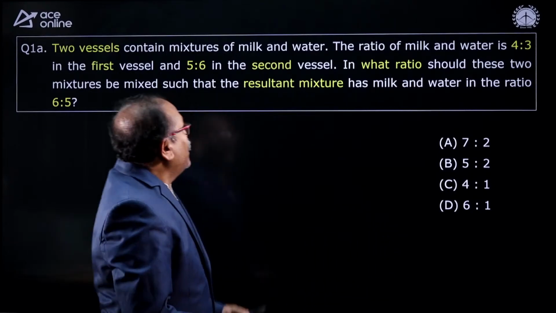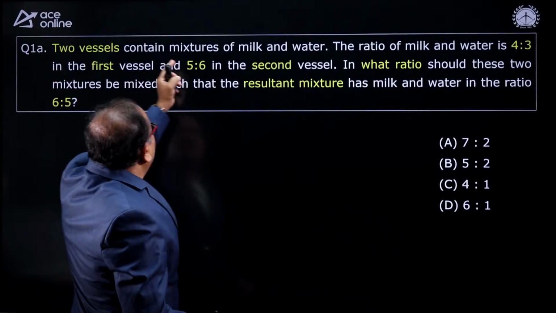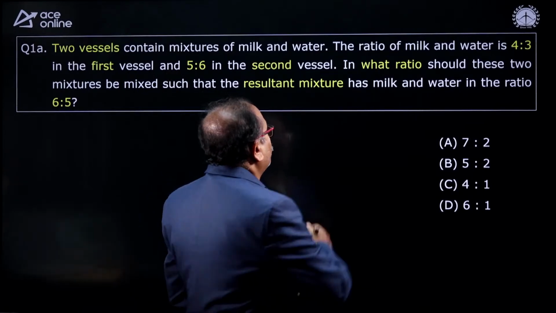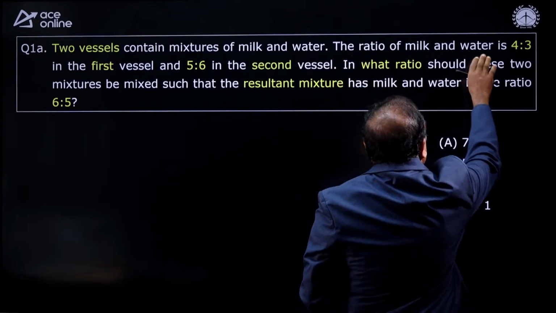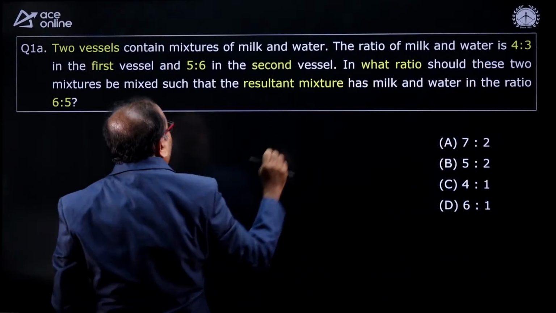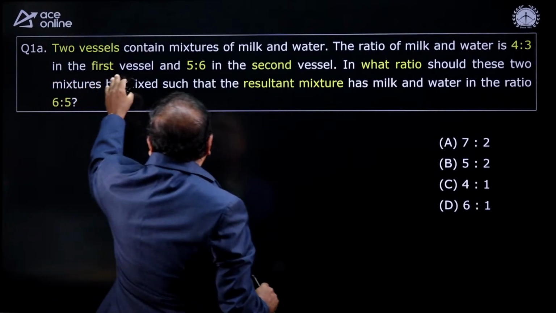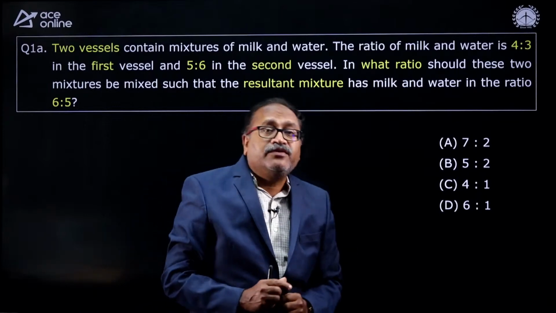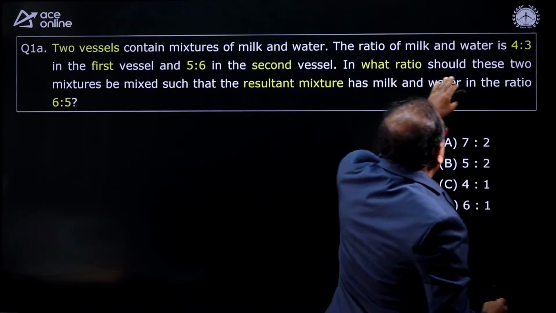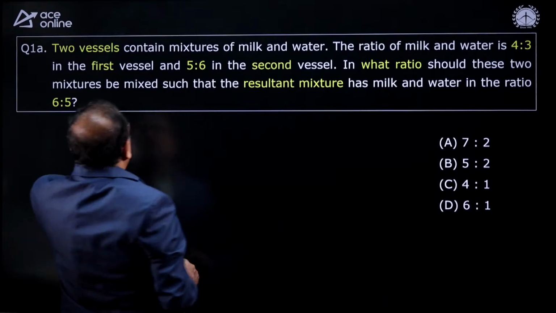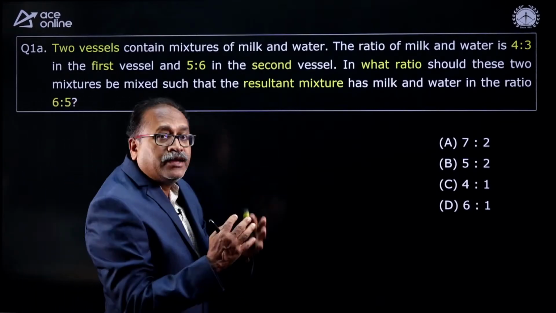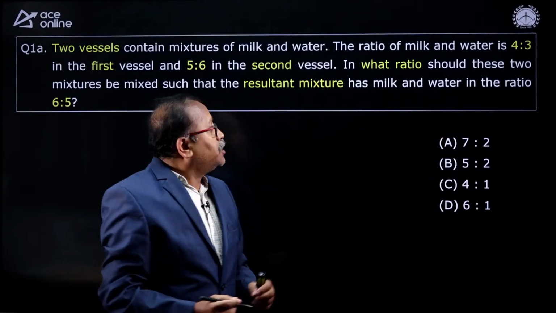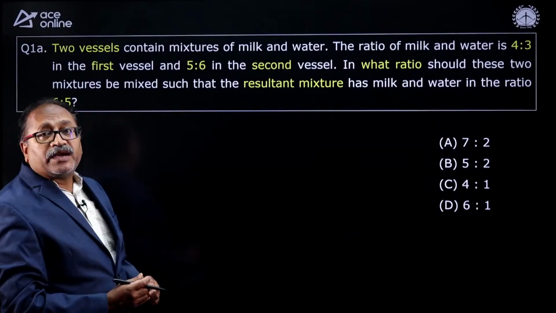Let's start here. So the very first question: the two vessels contain the mixture of milk and water. This is a very common pattern for these questions. The ratio of the milk and water is 4:3 in the first vessel and 5:6 in the second vessel. In what ratio should these two be mixed such that the resultant mixture of milk and water should be in the ratio of 6:5?